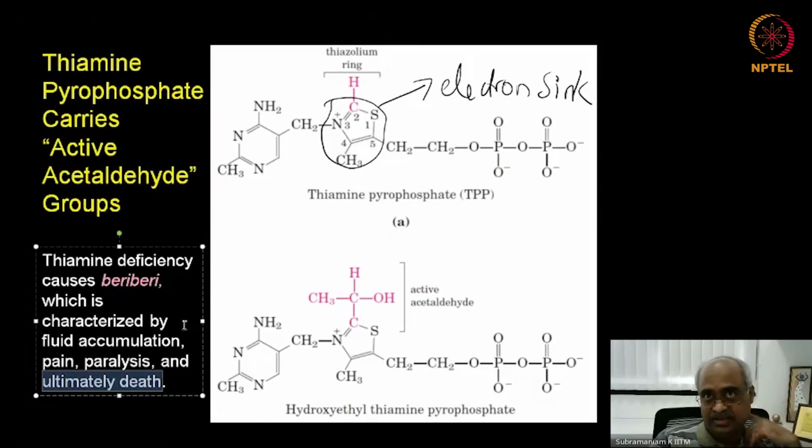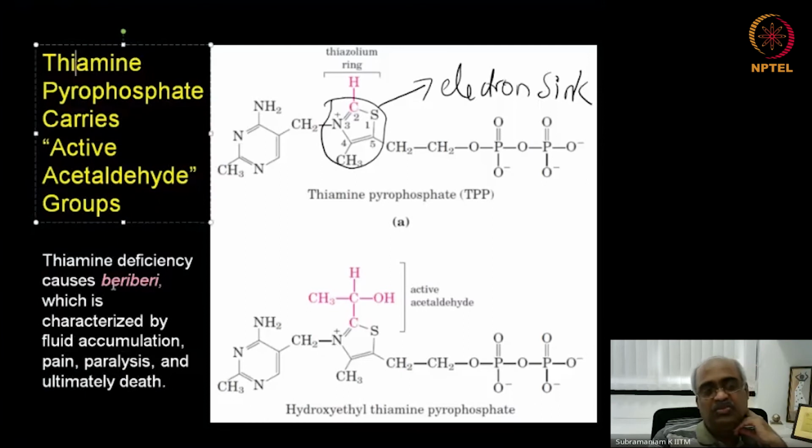We saw rickets with respect to vitamin D. That's a lipid soluble vitamin. Beriberi is characterized by fluid accumulation, pain, paralysis, and ultimately death. So this is an important vitamin. Usually we don't suffer vitamin B deficiency primarily because most of the food that we eat, in some way or the other, provides the B complex vitamins. These are water soluble vitamins. They are readily excreted, and as a result, hypervitamin based diseases do not happen. That's called hypervitaminosis. That is not associated with B complex.